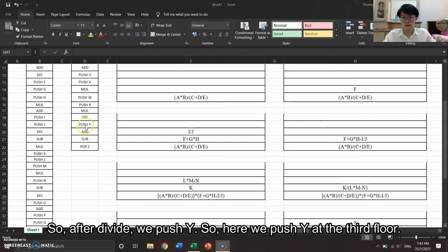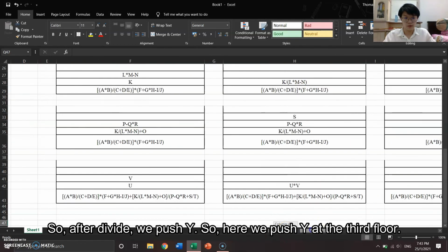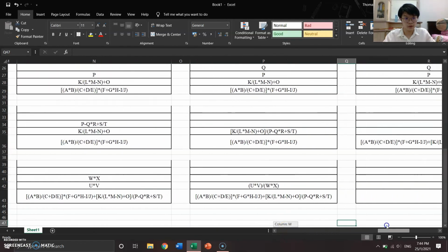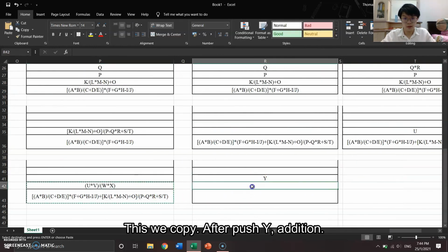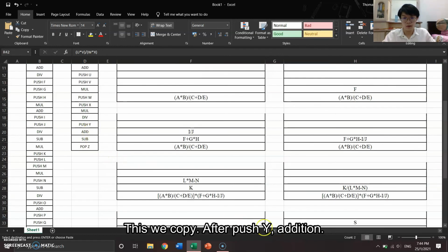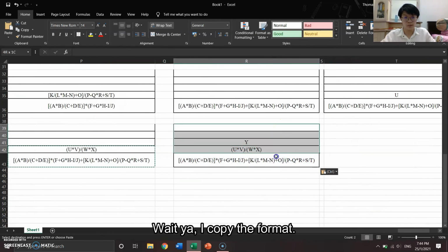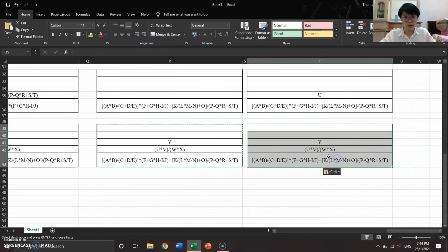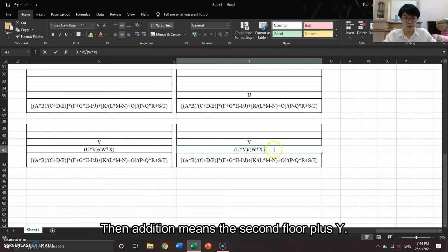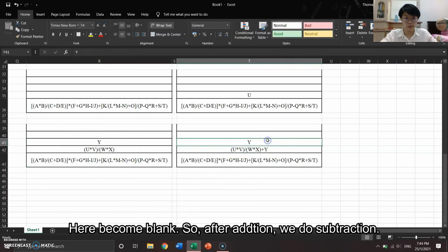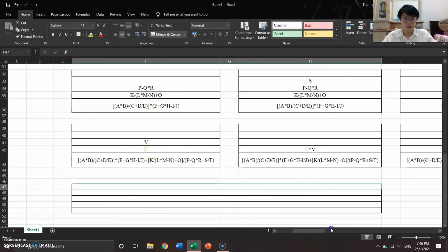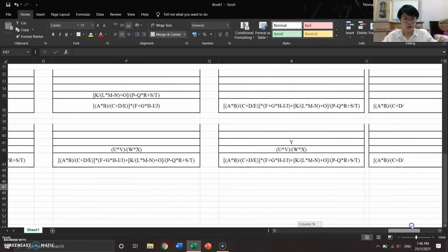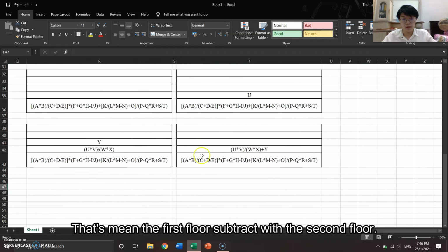So after divide, we push Y. So here we push Y at the third floor. Push Y, this we copy. After push Y, addition, where I copy the format. Then addition means the second floor plus Y, and here becomes blank. So after addition, we do subtraction. That means the first floor subtract with the second floor.